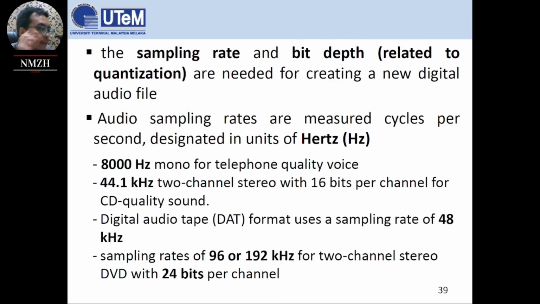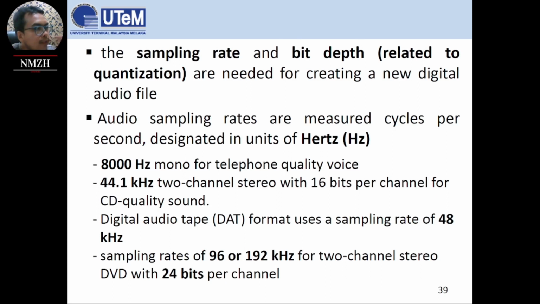Okay, now we can simplify the things that have been covered so far, the sampling rate and the bit depth. Sampling rate is speaking about the x-axis, and bit depth is speaking about the y-axis, because it is related to quantization. So there we go. These are needed for creating new digital audio files.